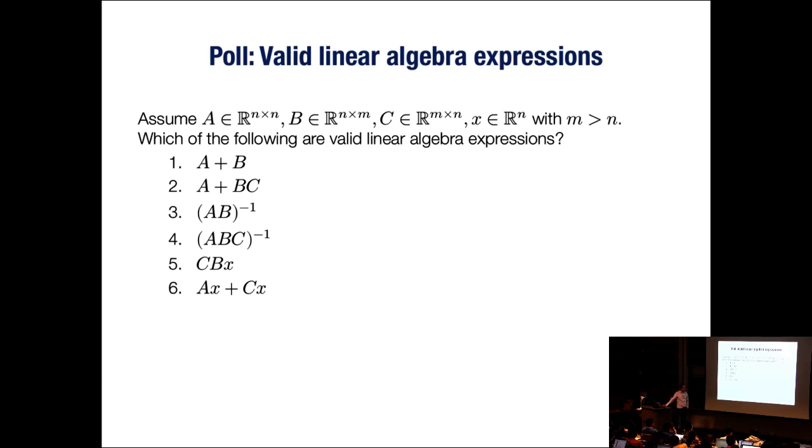Second one, is that valid? Yeah, that's valid, because B times C is an n by n matrix. Remember, the middle dimensions drop out, and so you're adding an m by m, an n by n, and an n by n matrix.